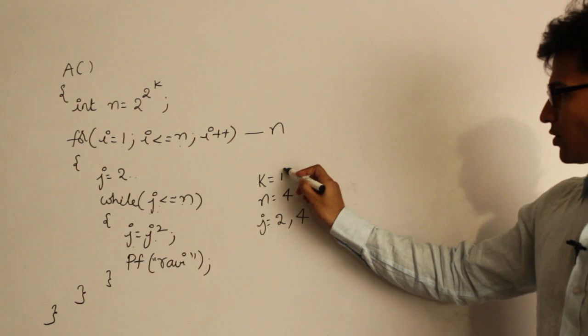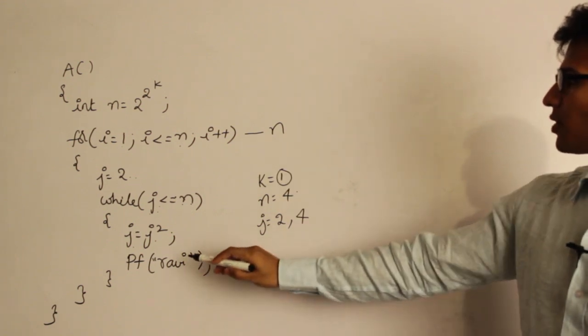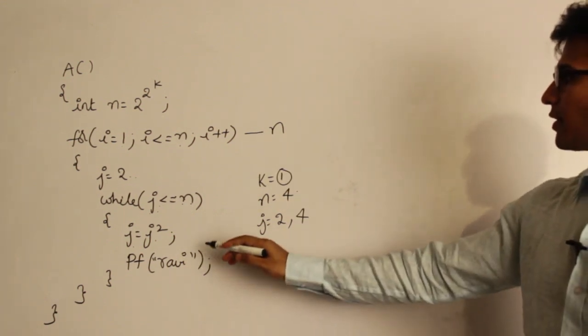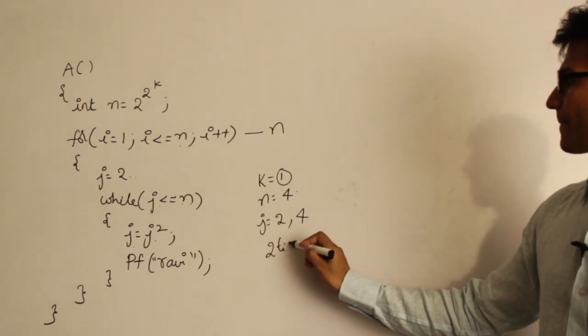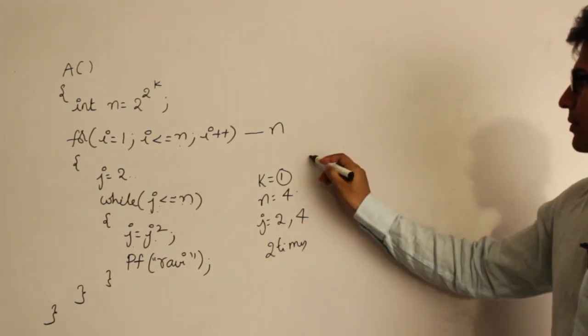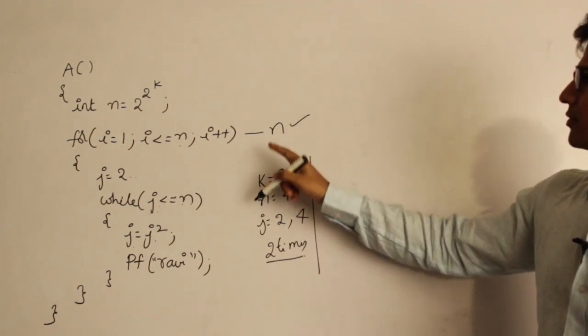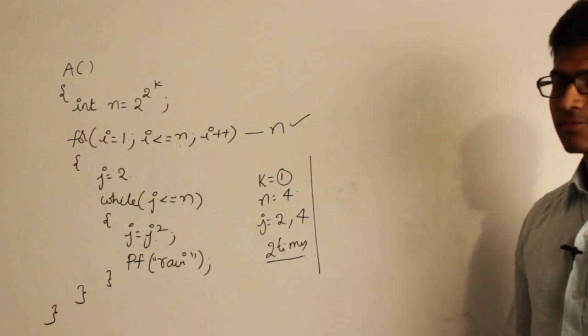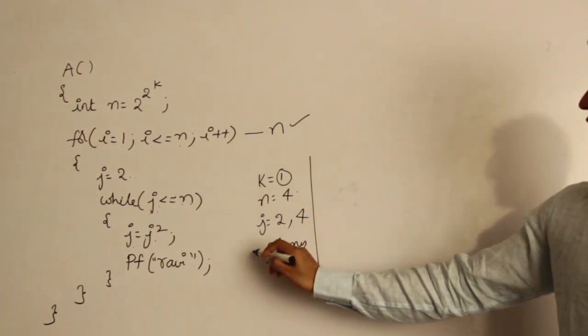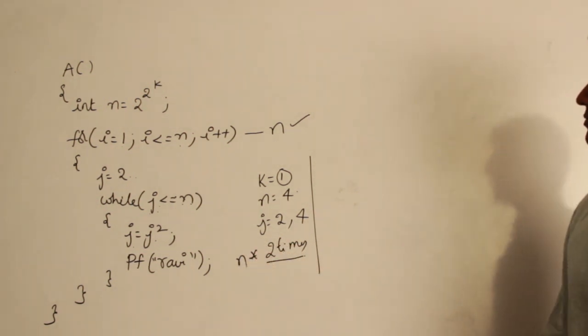So when k equal to 1, the total number of times we are printing this Ravi is 2 times, isn't it? And how many times will it get totally printed? N times, because n times we are going to hit this, isn't it? Therefore it is 2 into n times.